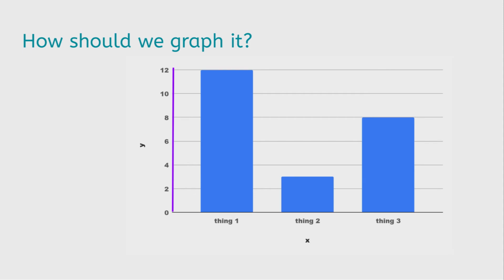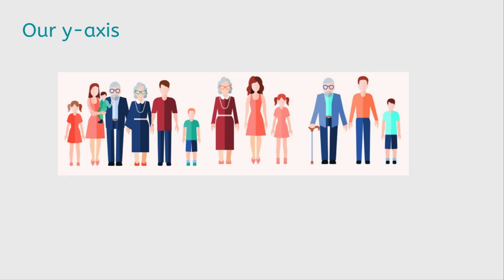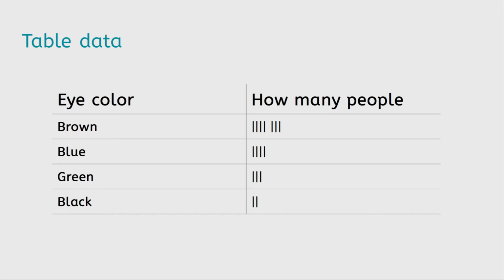A bar graph also has a y-axis on the side of the graph. It's that purple line that you see. See where the purple arrow is pointing? This axis tells us the number of things. For our graph, the y-axis is our data, or the number of people that have each eye color in our family. We can find all of this information from our table.